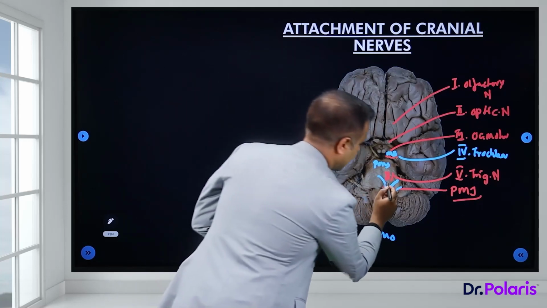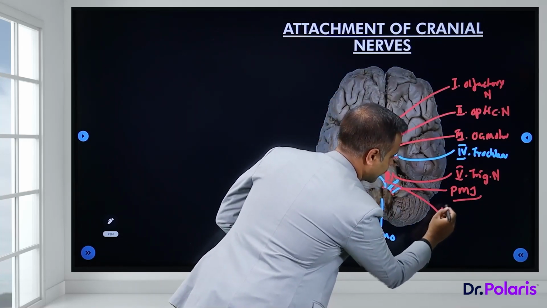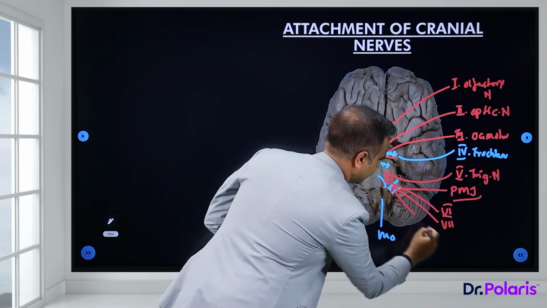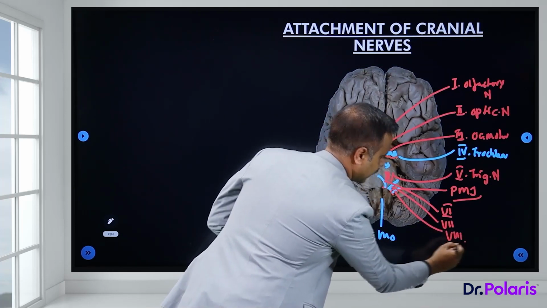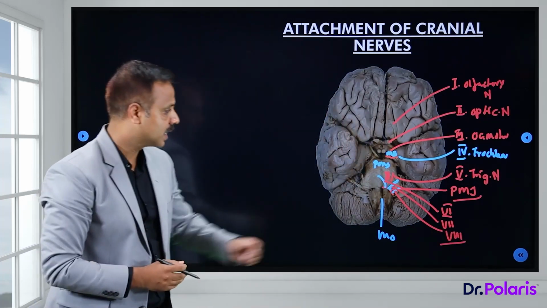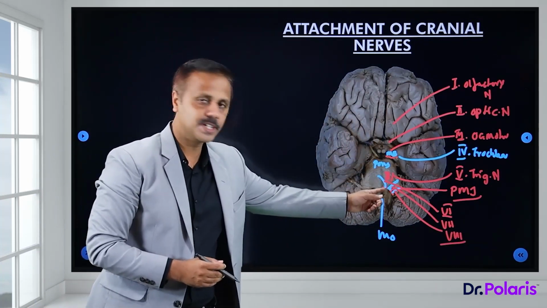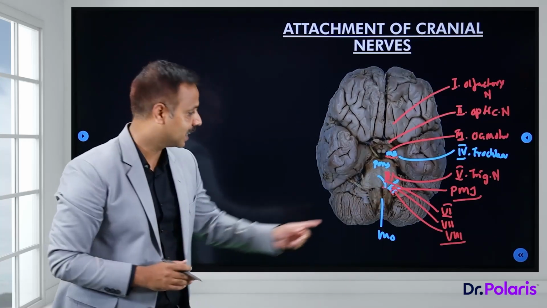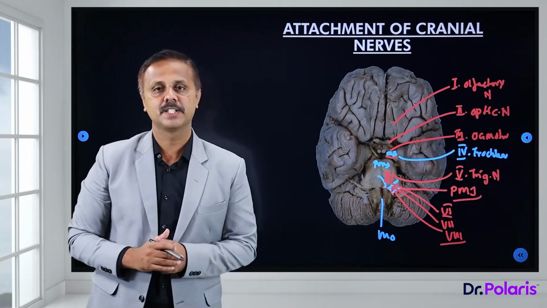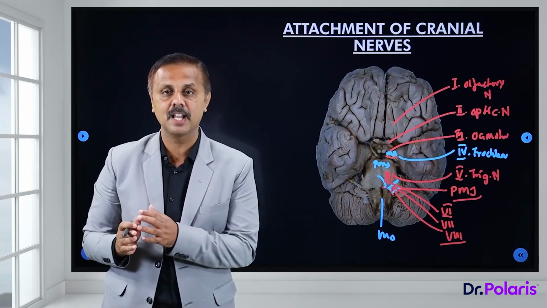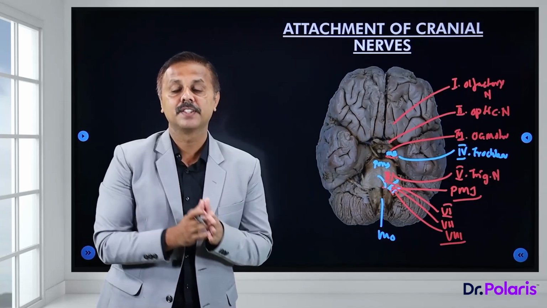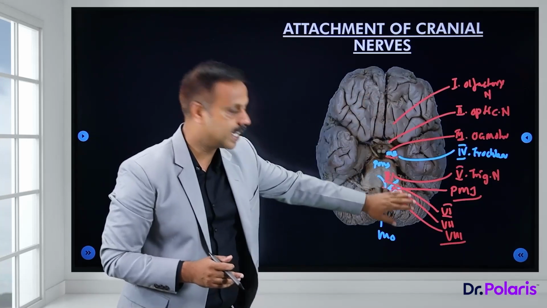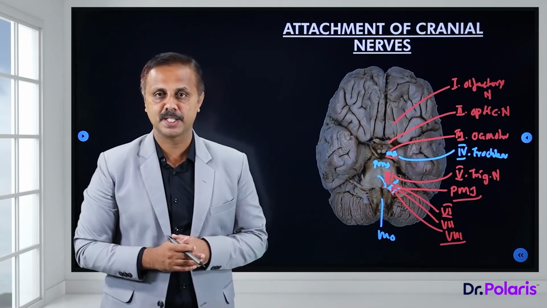Now, what are these? Remember, this is the 6th cranial nerve. This is the 7th cranial nerve. And here we have the 8th cranial nerve. So what are these? The abducent nerve, facial nerve, and then vestibulocochlear nerve. Where are they attached? Remember, they are attached to the pontomedullary junction. That is, from medial to lateral, we have the attachment of the abducent nerve, then facial nerve, and then vestibulocochlear nerve. So this is how the first 8 cranial nerves are attached to different parts of the brainstem.